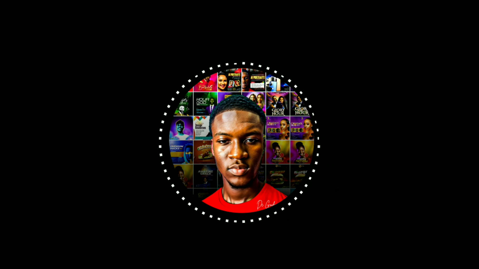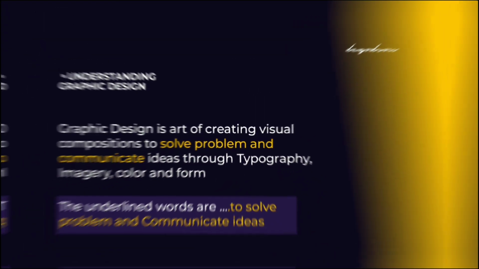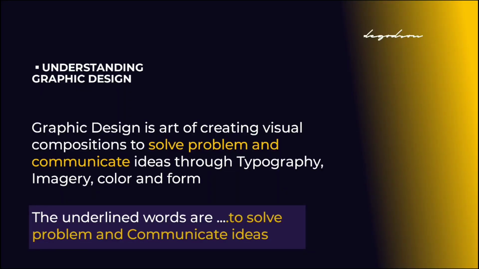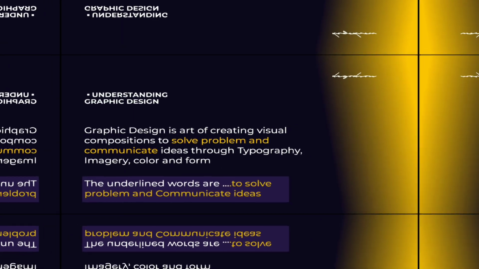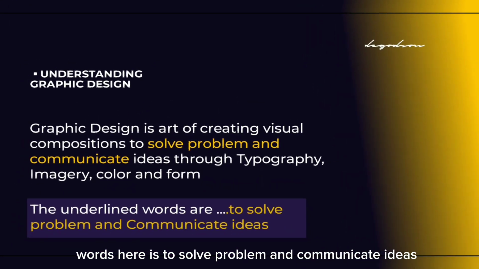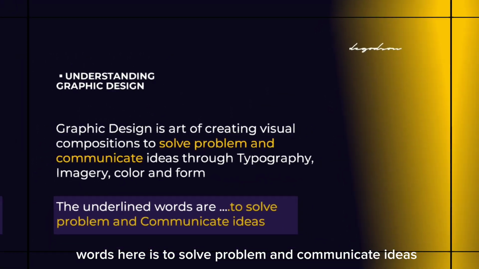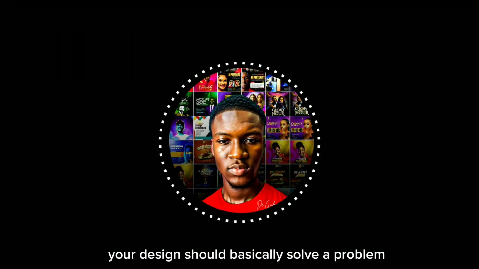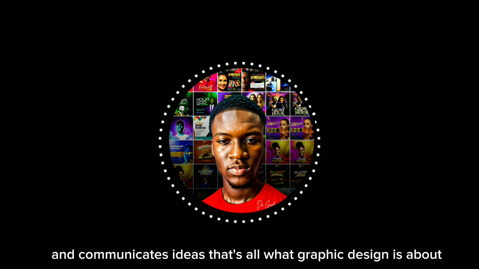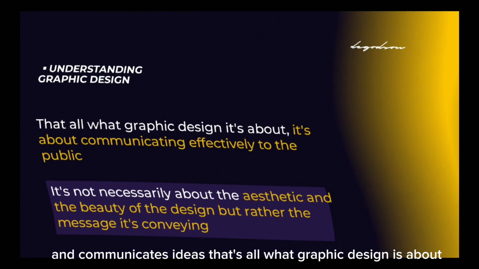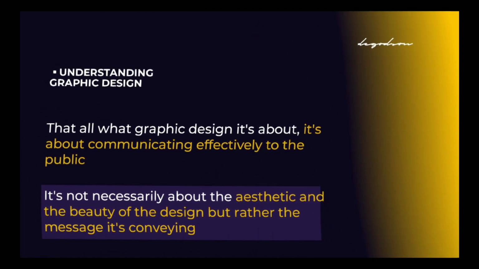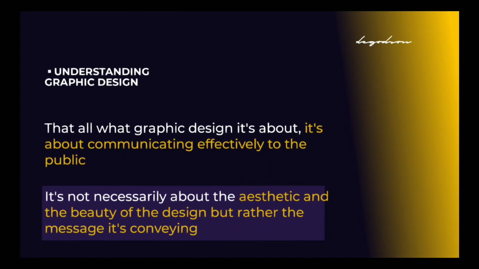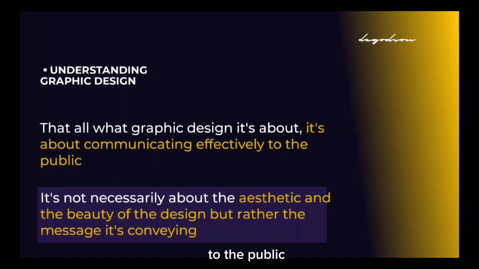So graphic design is an art of creating visual compositions to solve problems and communicate ideas through typography, imagery, color, and form, right? So the underlying words here are to solve problems and communicate ideas. Your design should basically solve a problem and communicate ideas. That's all graphic design is about. It's about communicating effectively to the public. So your design should communicate effectively to the public.